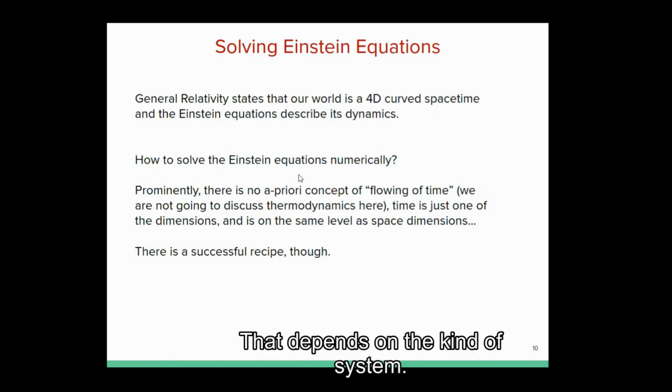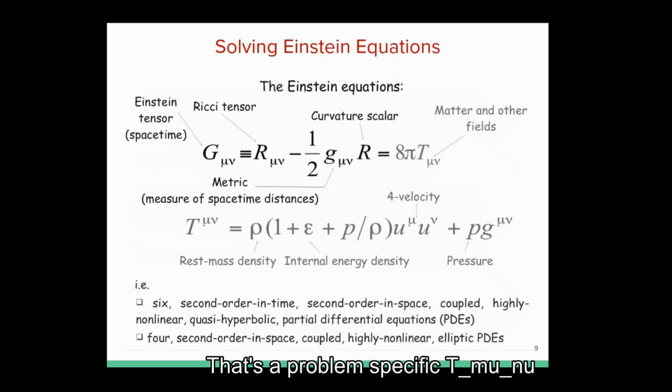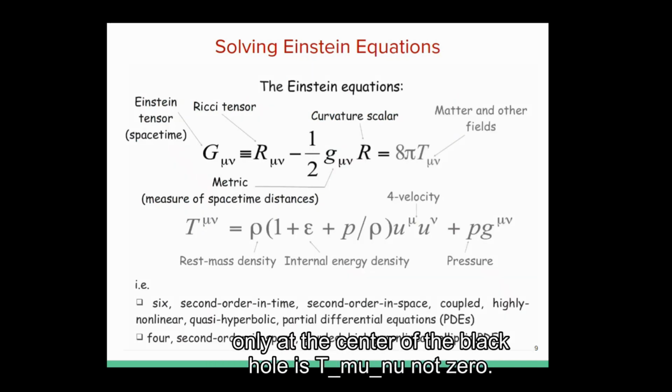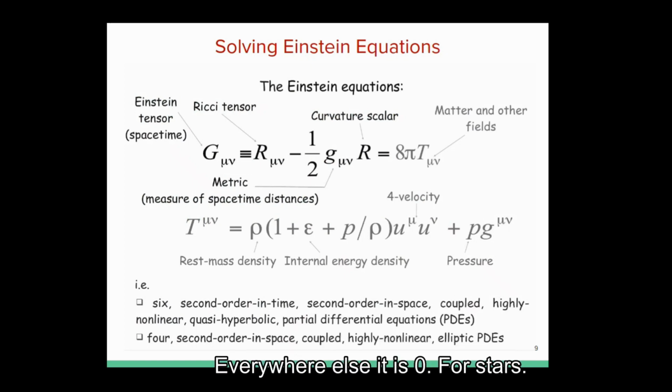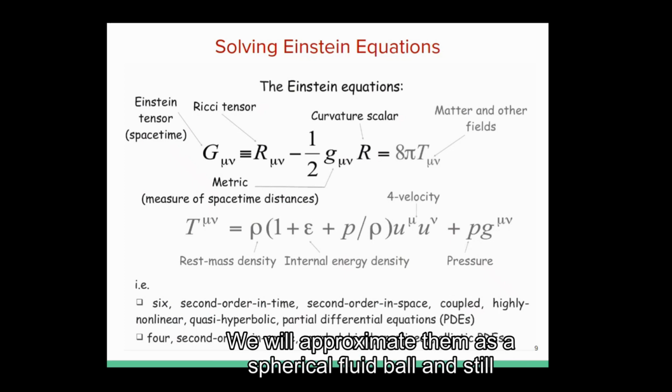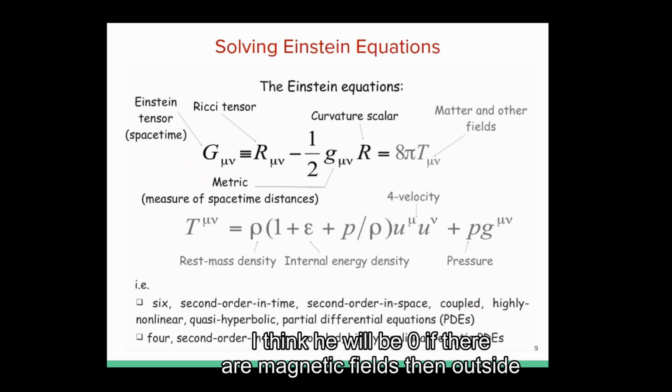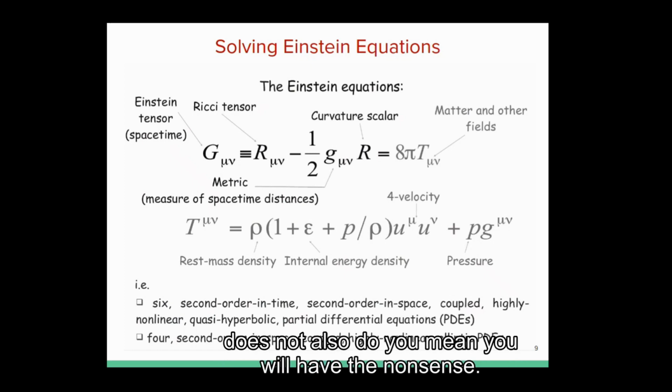That depends on the kind of system. The stress energy tensor is problem-specific. So for binary black holes, this will be mostly zero everywhere. Only at the center of the black hole is it not zero. Everywhere else is zero. For stars, we will approximate them as a spherical fluid ball, and it will have a density following an equation of state in that star. And outside the star, again, it will be zero. If there are magnetic fields, then outside the star it will also be non-zero.